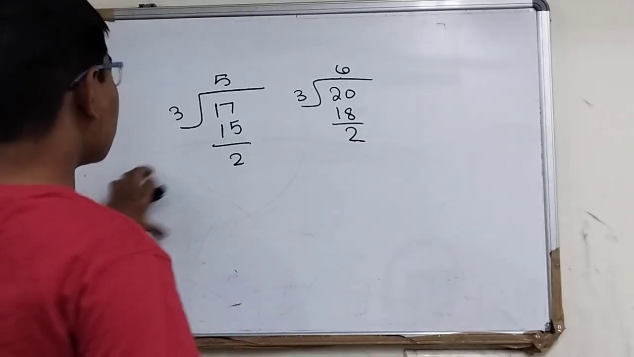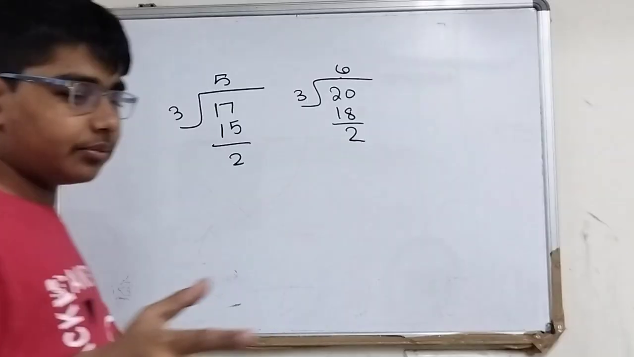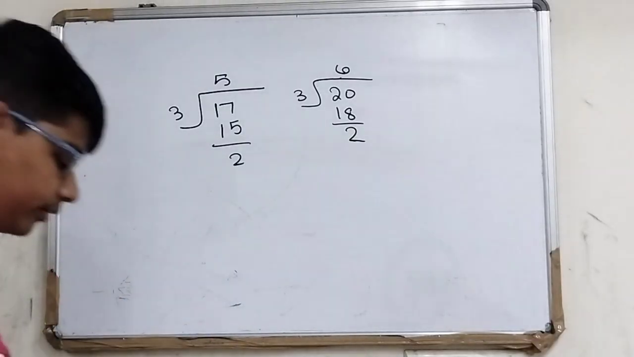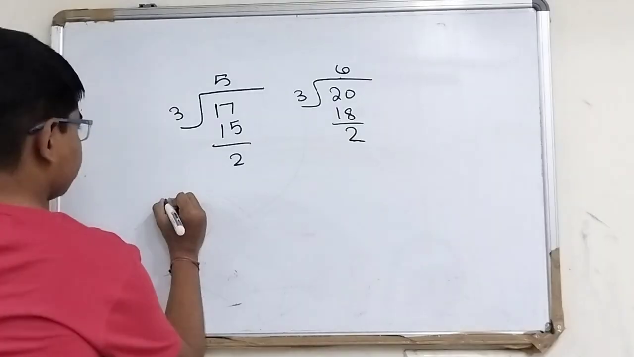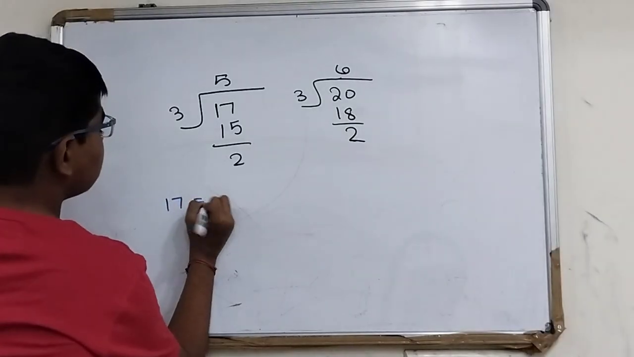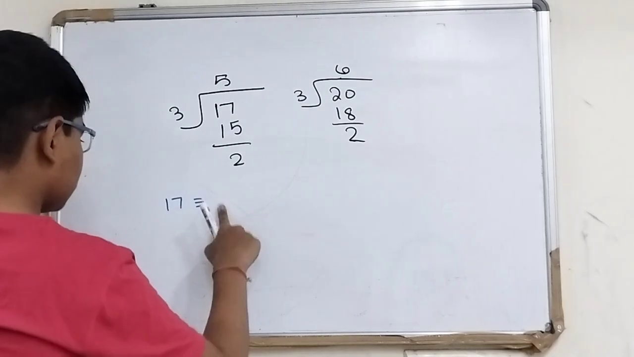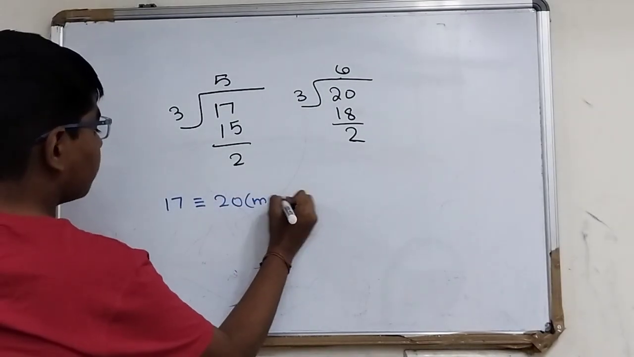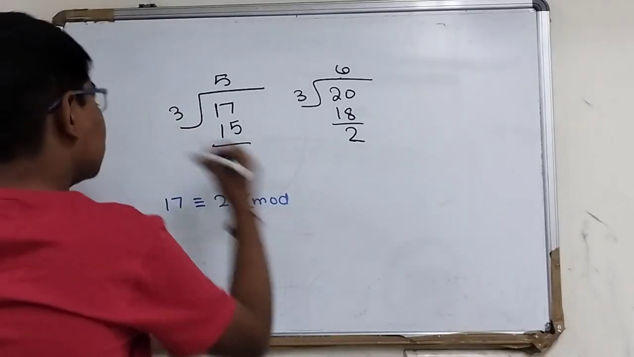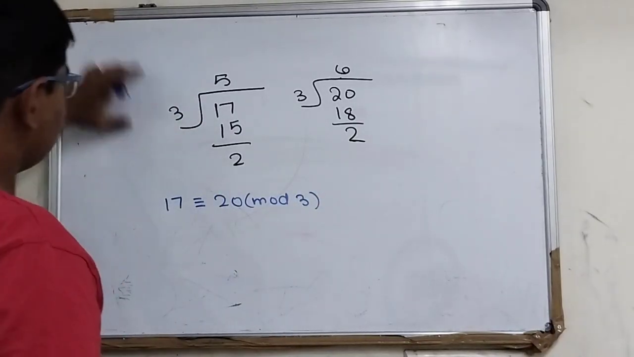Now you can see both of them are leaving the same remainder. For this we use a special type of symbol, or you can say operation, which is congruence modulo. So we can say that 17 is congruent to 20 mod 3. Mod means divided by what? 3.